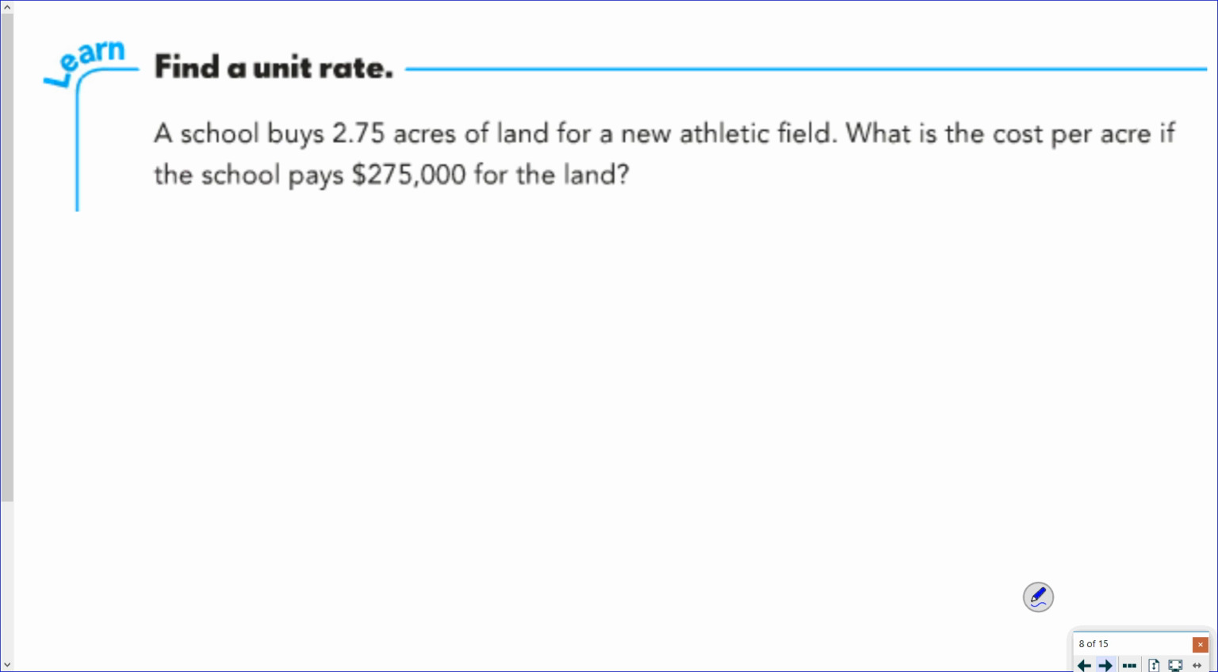A school buys 2.75 acres of land for a new athletic field. What is the cost per acre if the school pays $275,000 for the land? Well, our key word is right here, per. If we can find that word, that helps us set up our work to calculate a unit rate. Cost comes before per, acre comes after. So the cost that we're given is $275,000.